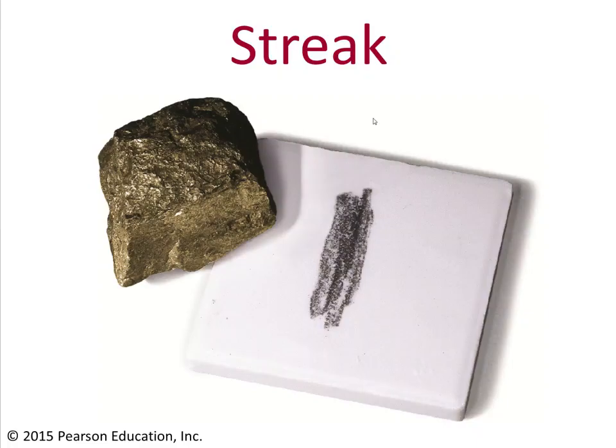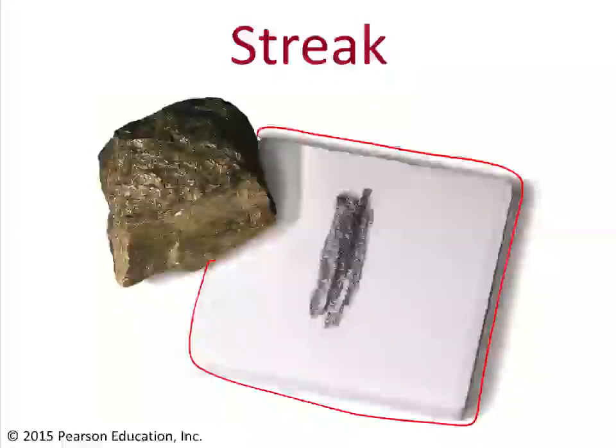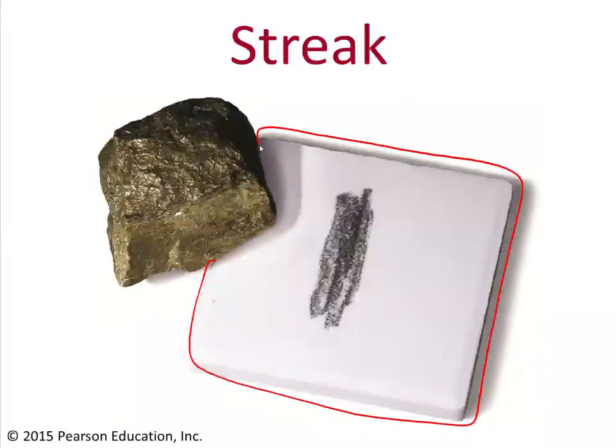Another technique that you'll be using this week in lab is streak. You're going to have a little square piece of porcelain, which is called a streak plate. That's this thing right here. And what you're going to do is rub your mineral specimen against that streak plate. It will leave behind a powdered form of the mineral, and the color of that powdered form of the mineral is diagnostic for figuring out which mineral it is.